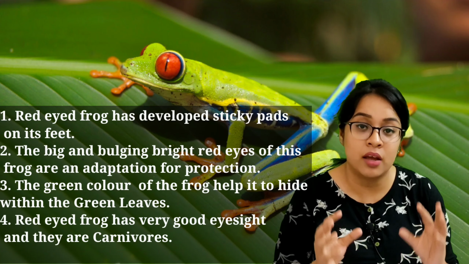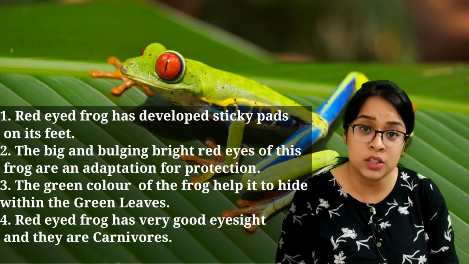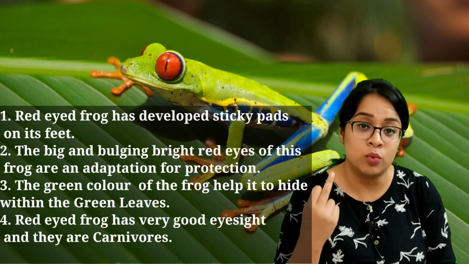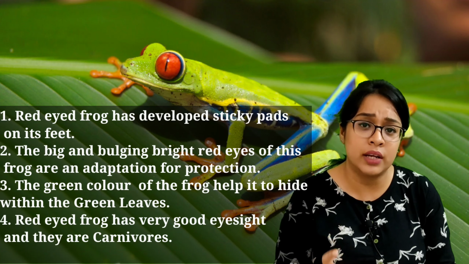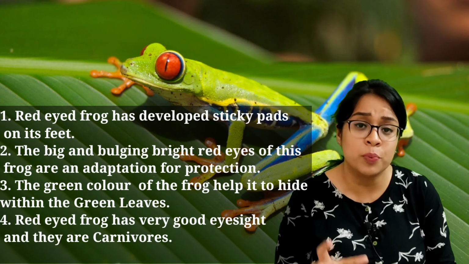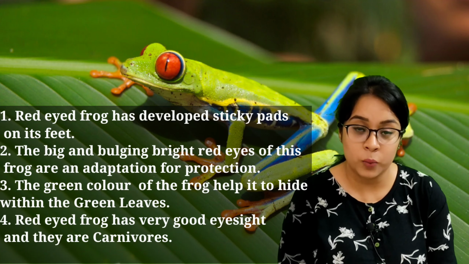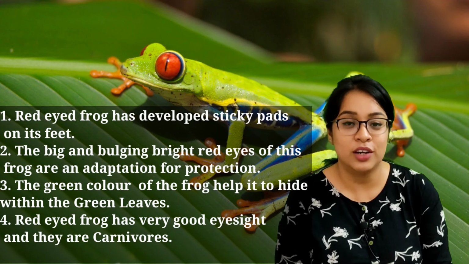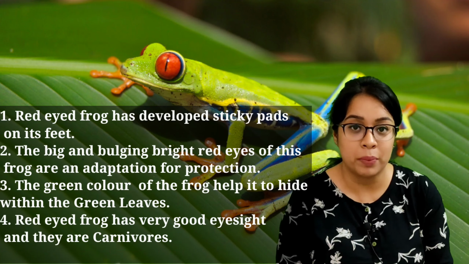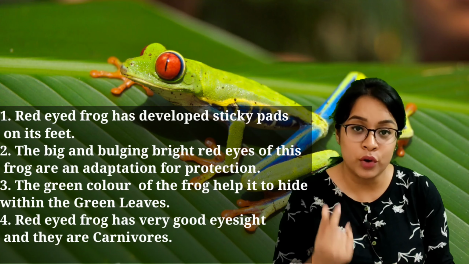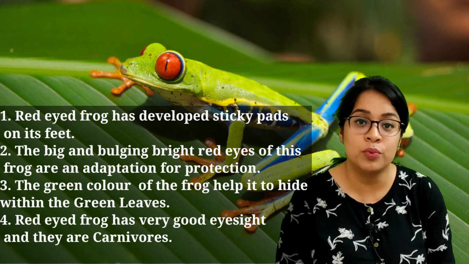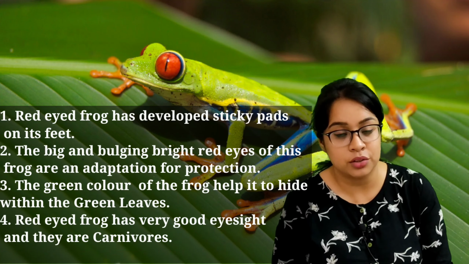Next, they have big red eyes. Now, with these big red eyes, one, they have good eyesight, and second, these big red eyes help them to protect themselves. How? Whenever any predator sees the big red popping eyes, they get afraid of it, and the frog gets time to run from the predator.